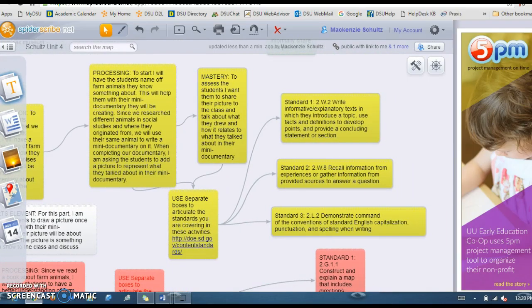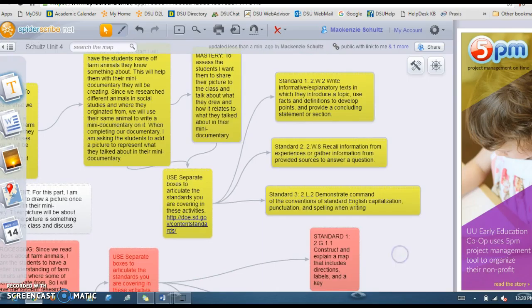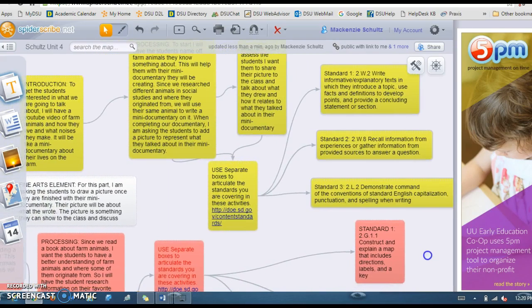So for mastery, I'm going to assess the students on basically how they share their picture. I want them to share a picture of what their mini documentary is about and give the class a little bit more description of seeing that picture than reading their mini documentary off to them. I think that's a great way for students to get involved in their own projects. So then over here, my 3 standards, basically just writing and finding information is what my standards are about.